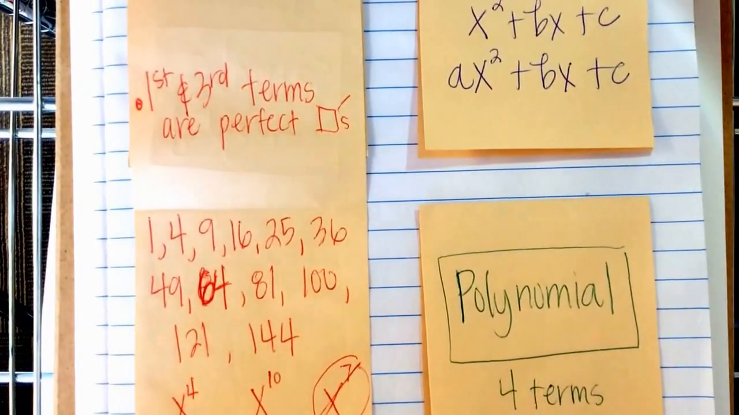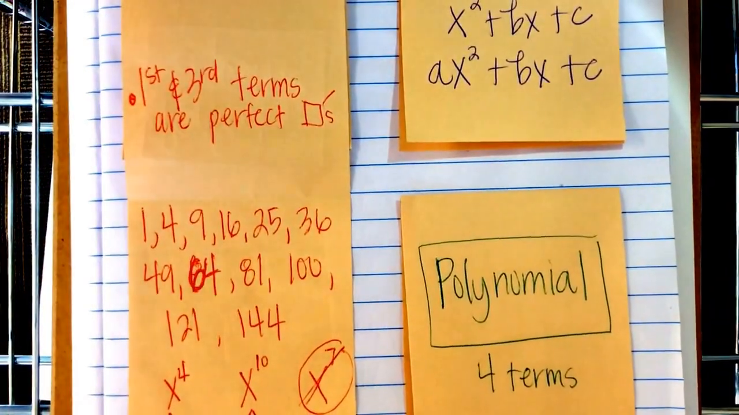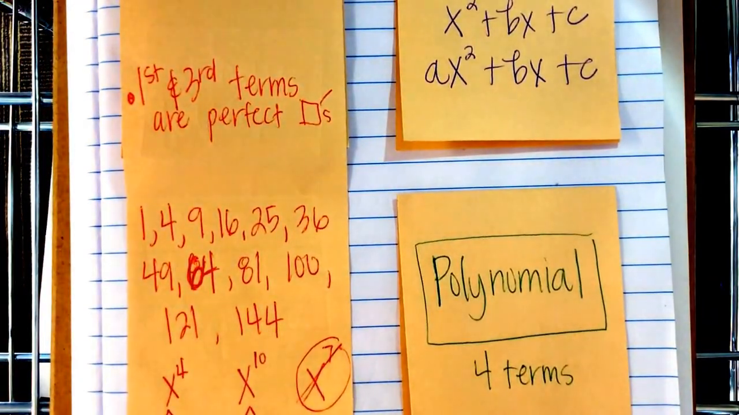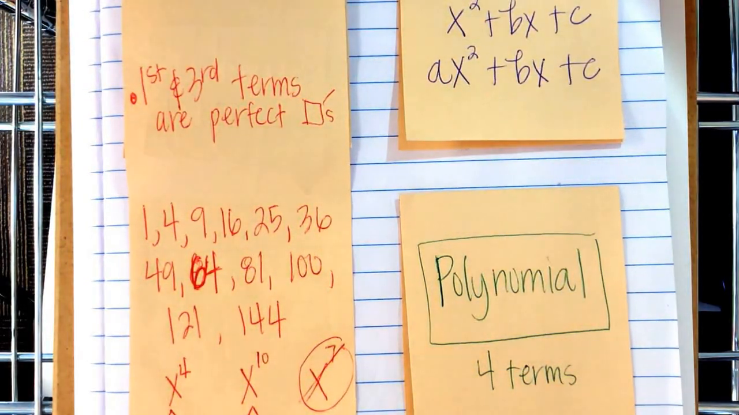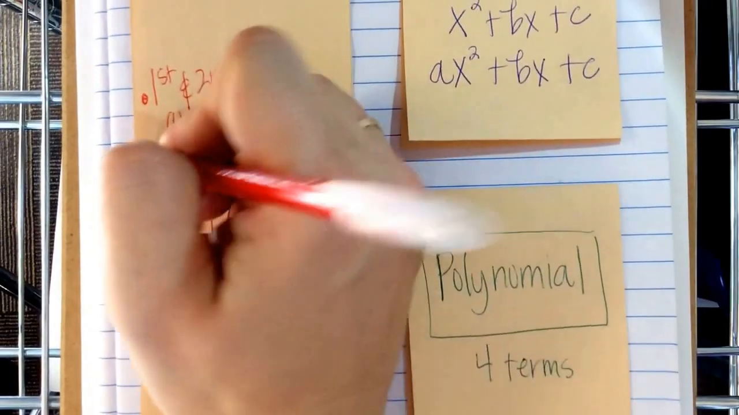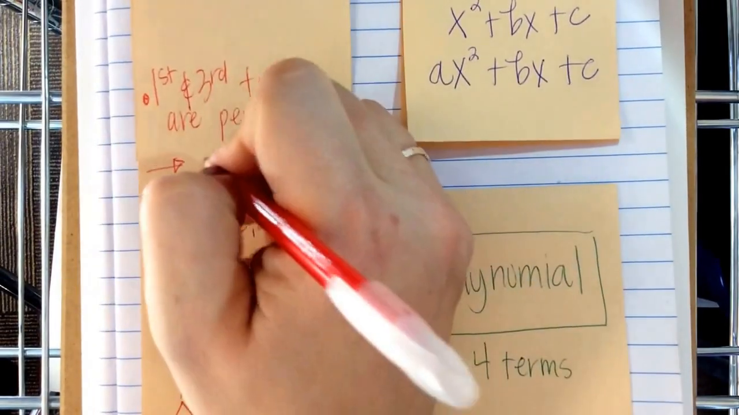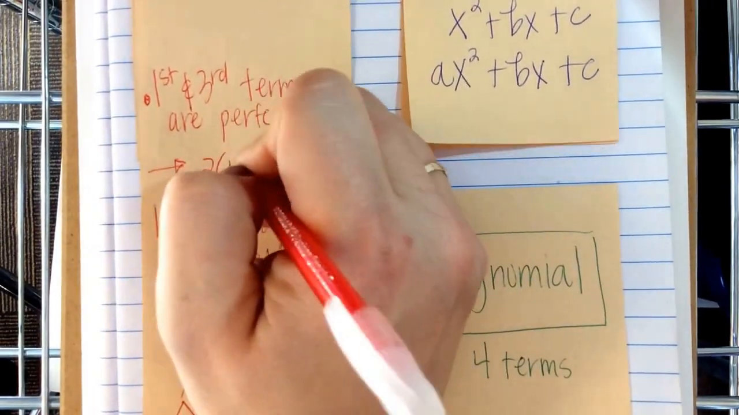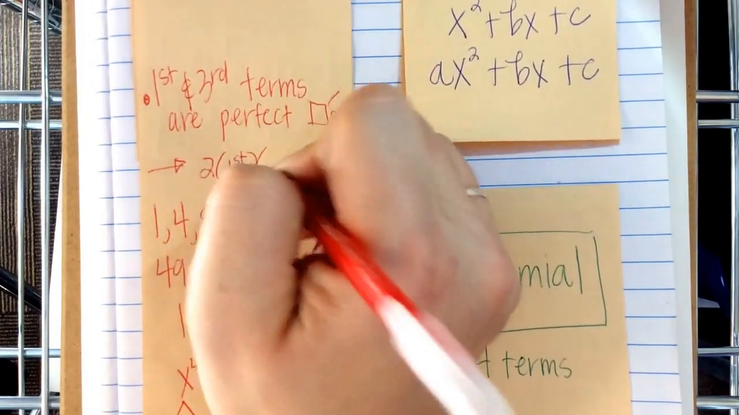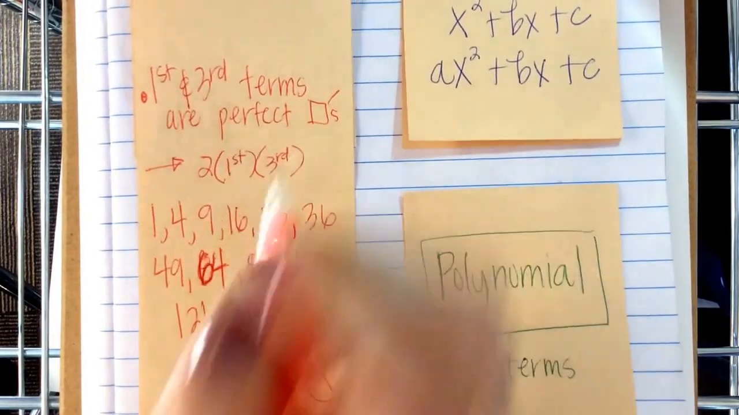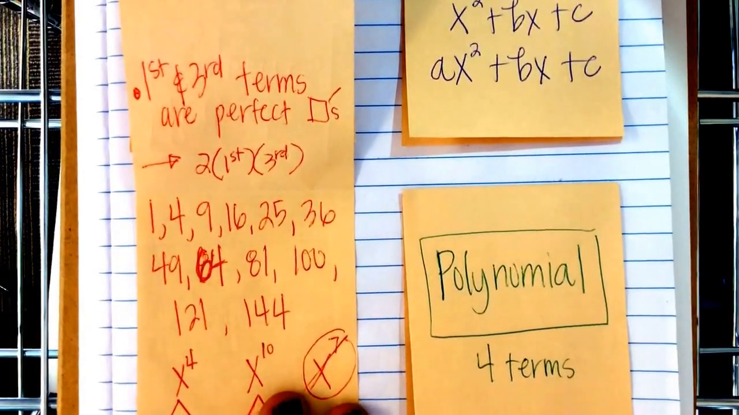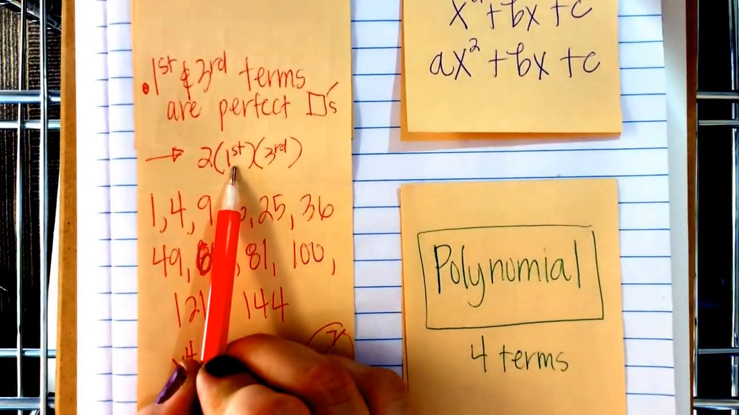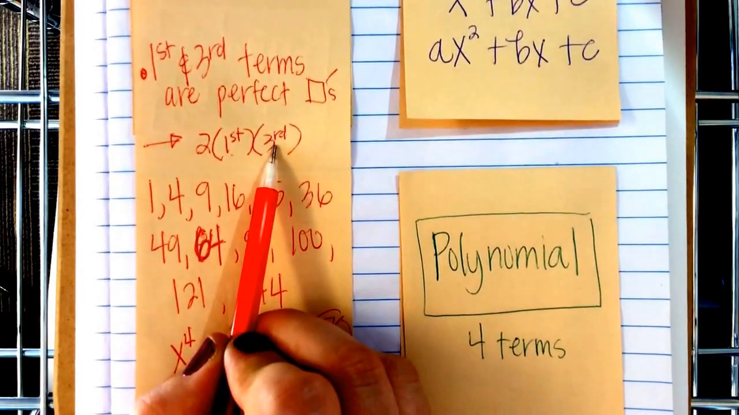Is that all? Or the first and last term, I guess, maybe? If those terms are perfect squares, what else needs to happen? Sometimes you have to do 2 times the first times the third. Do you remember doing that? See if that equals your middle term. 2 times the first term times the third term. Oh, yeah.